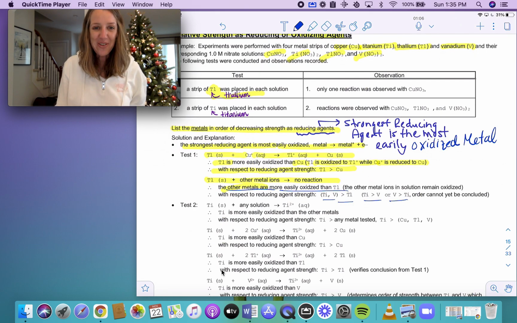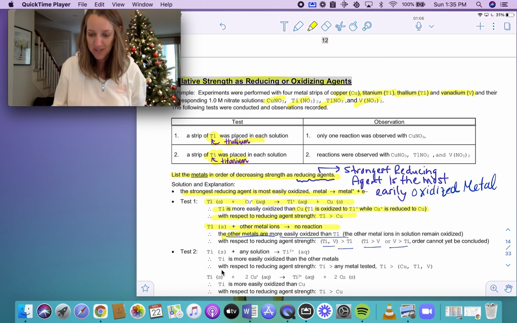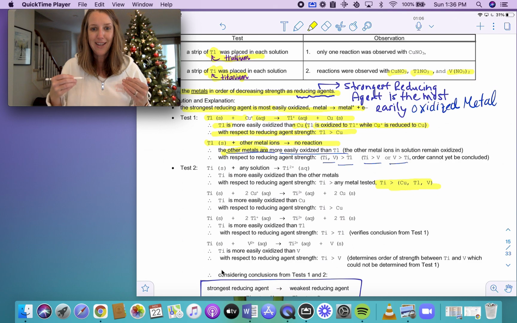Okay, excuse me. All right, so test number 2. Let's then put titanium in each of these solutions. You get reactions with copper nitrate, thallium nitrate, and vanadium nitrate. That tells us a lot about the strength of the titanium as a reducing agent. It gets oxidized in the presence of copper ions, thallium ions, and vanadium ions. Okay, so what do we conclude from that? That titanium is greater than copper, thallium, and vanadium.